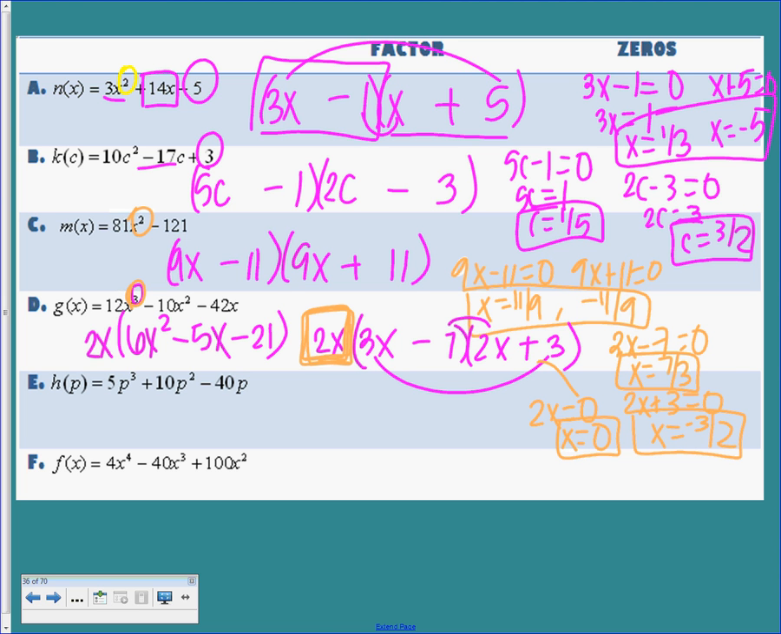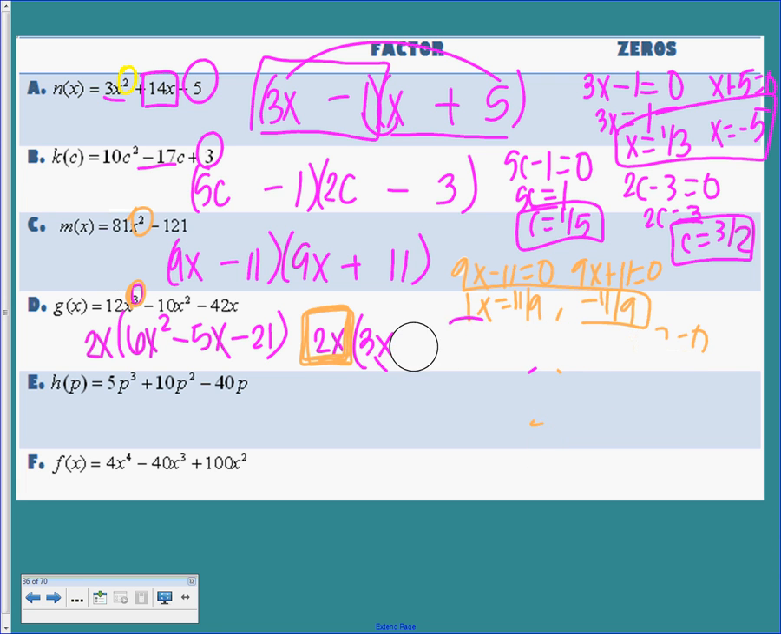Sorry, my chart's getting a little messy. Pause if you didn't get that. I'm going to erase this so I can move on to the next one and I'm not running out of space here. I write kind of big.